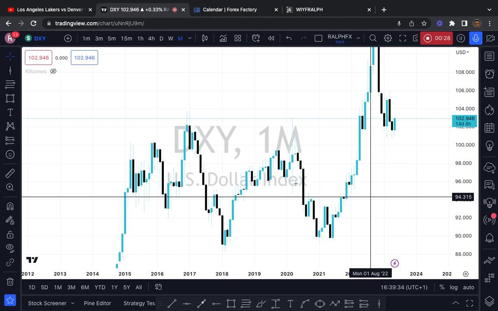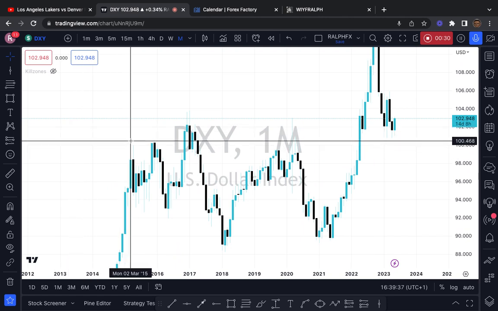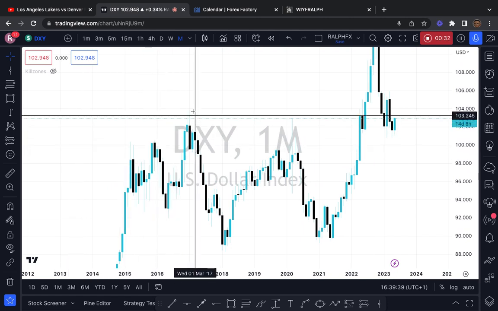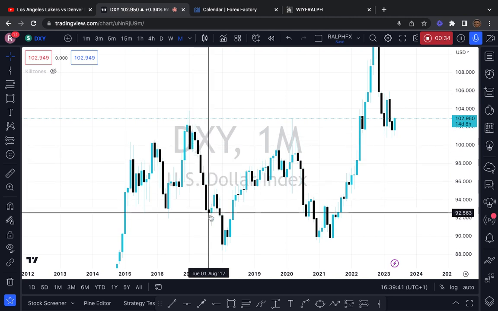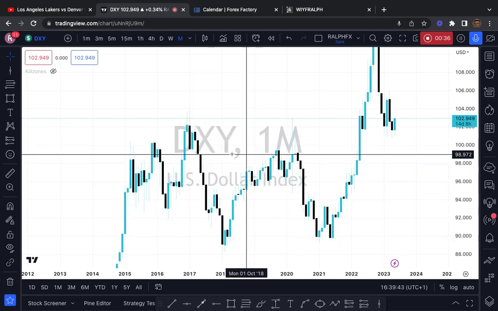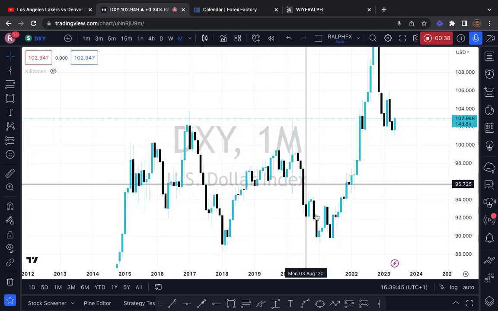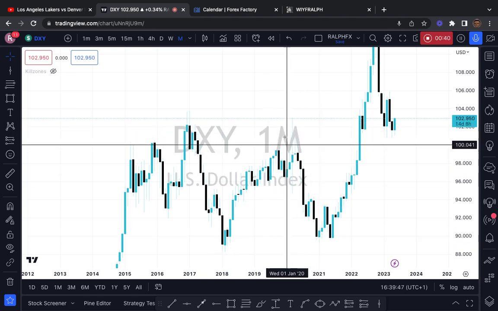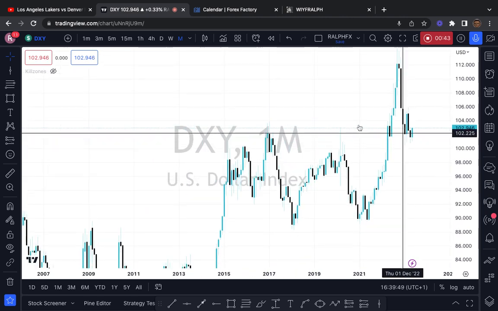So first things first, we can look back here. Okay, we can see this turtle soup here, mitigation block. Price moved to the downside. Later on, price came back into this mitigation block, moved to the downside. You can see sweep of these highs. But let's look at more recent.